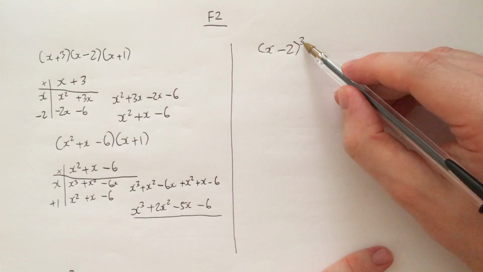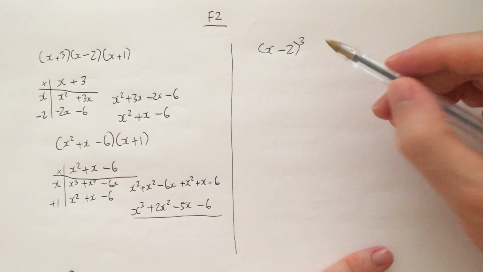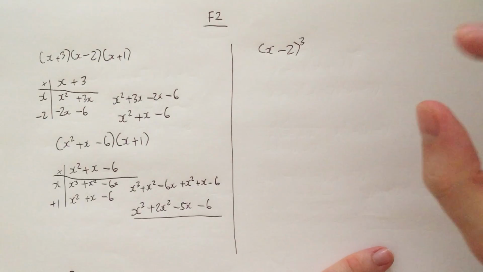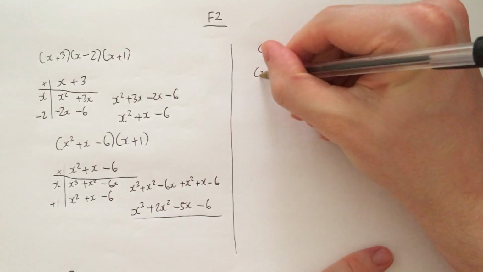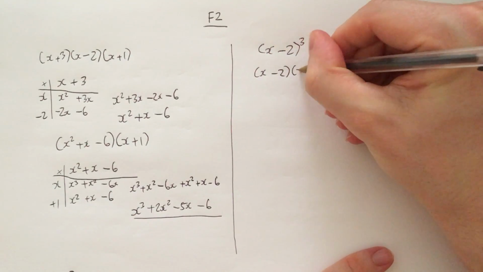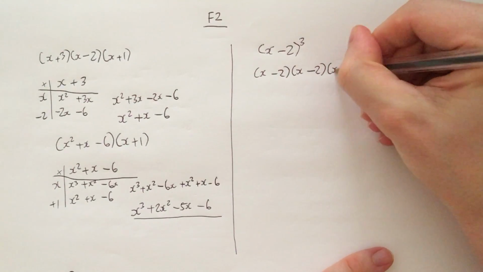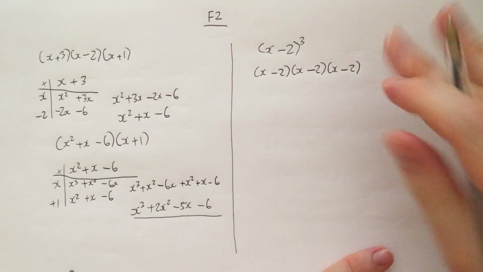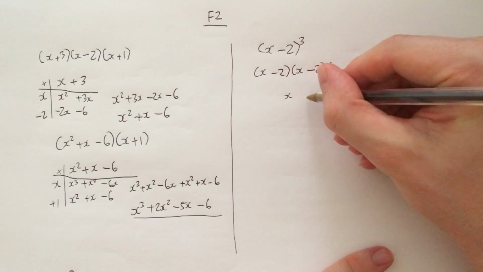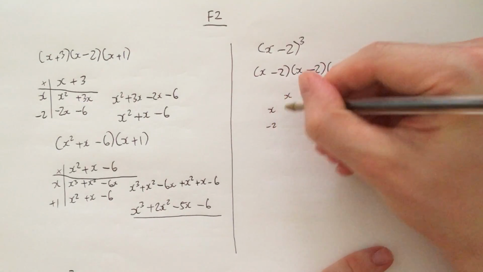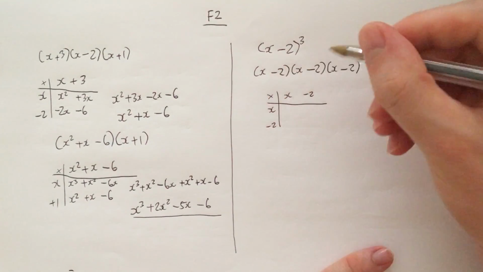So, when it says cubed, just like in the last video where it says squared and we wrote it out twice, where it says cubed, we write it out 3 times. So I'm going to write x minus 2, bracket, x minus 2, bracket, x minus 2. Okay, same process, guys. Multiply the first two brackets. X minus 2, x minus 2. If you've got to put times there, please do.